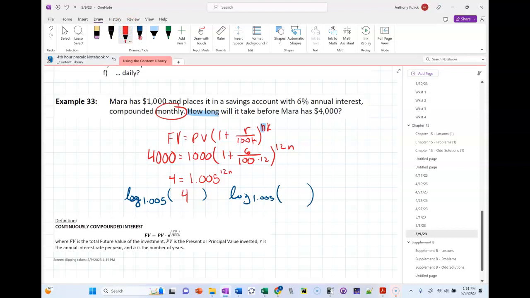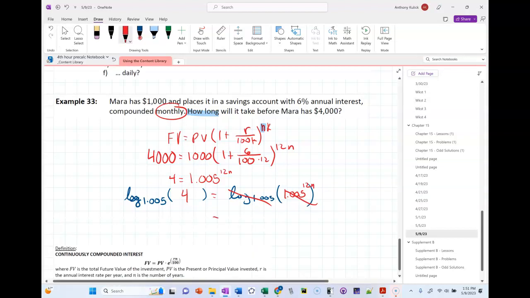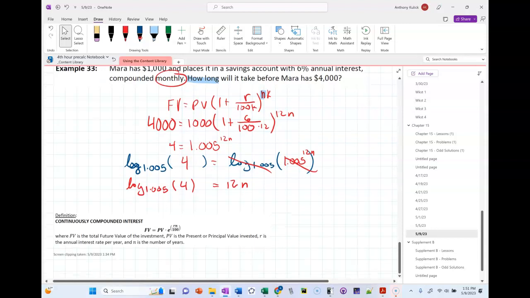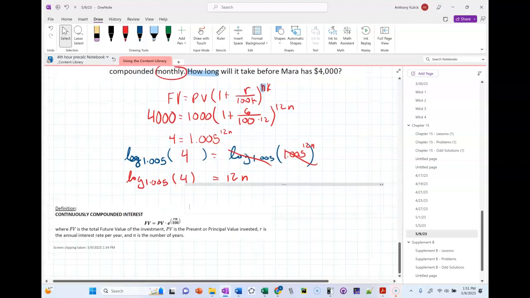Not that it matters which log you use, but this one makes it the easiest. You can use other bases, but it just makes the algebra more complicated.